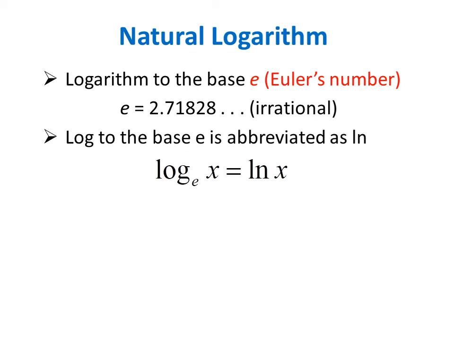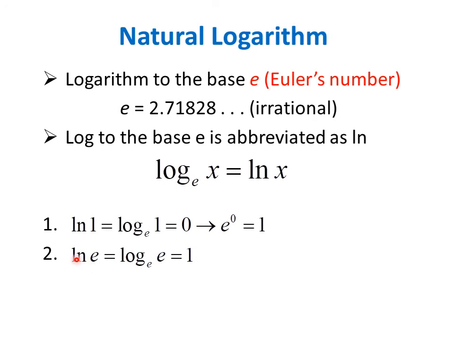Let's evaluate some natural logarithms. First, we have ln of 1. Now, we can rewrite this expression into log to the base e of 1, because again, ln means log to the base e. So, to what exponent do we raise e to get 1? That, of course, is 0. And that comes from one of the laws of exponents, which says that any non-zero number or expression raised to the exponent 0 is equal to 1.